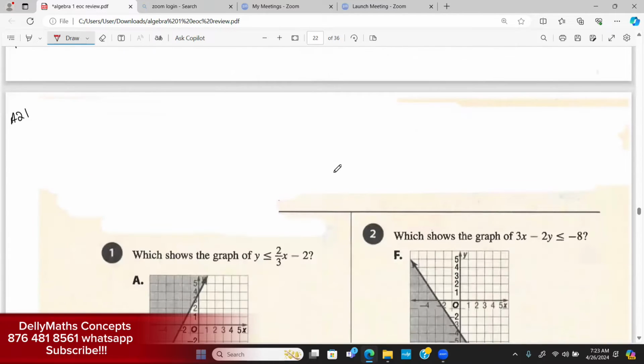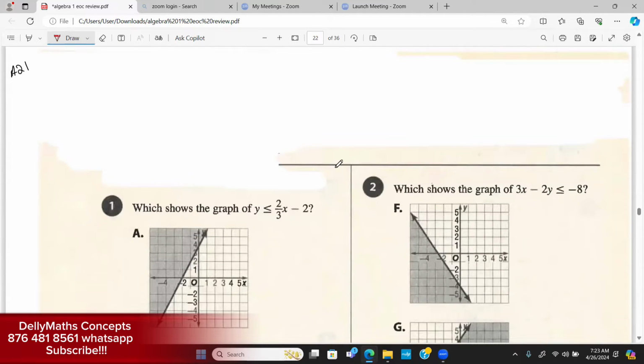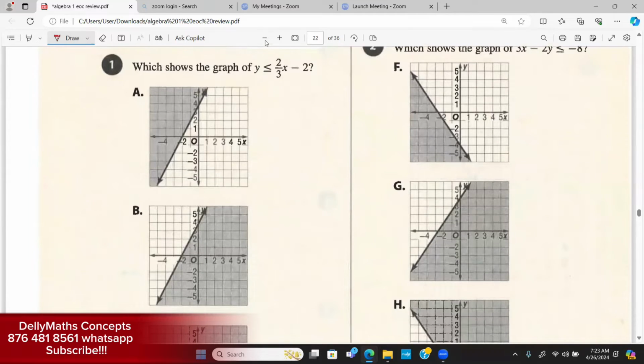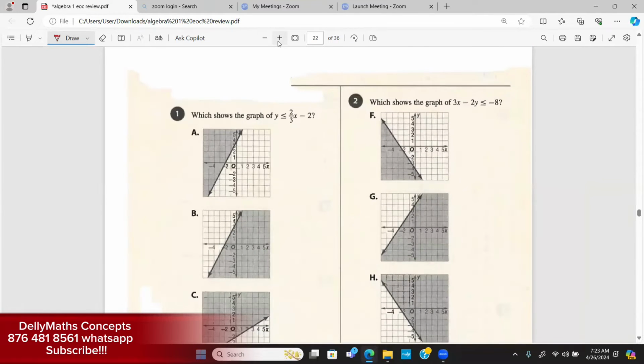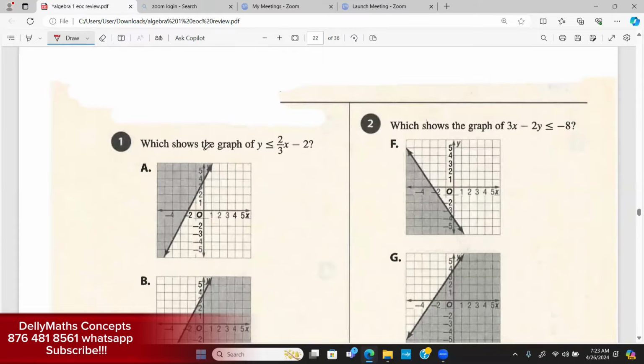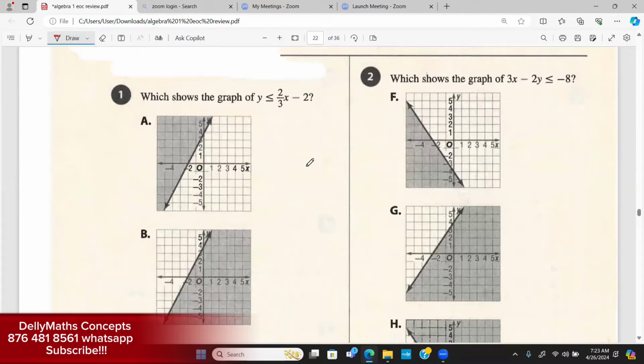Let's go to A21. So we're going to A21 now, right? So let's see what the question is. It's a similar question, right? Let me minimize so we could look at everything at once. All right. It says here, which shows the graph where, look at this again. We want to show the graph where y is less than.